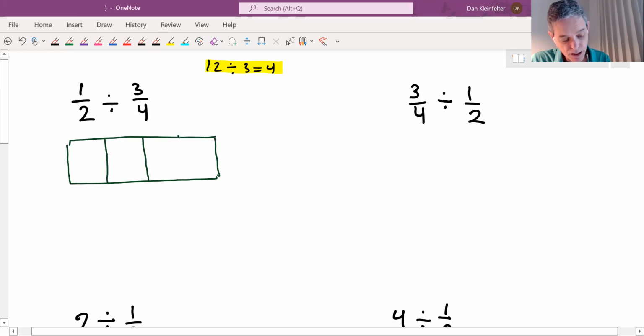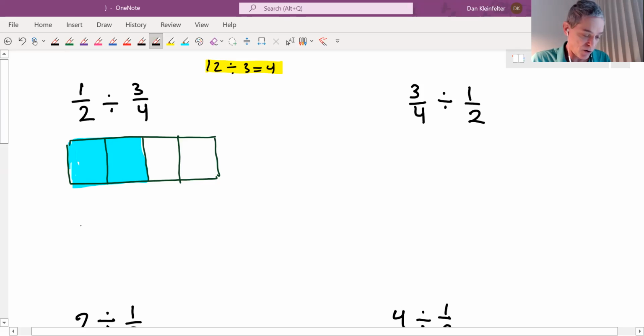And I'm going to put it into quarters because the problem involves halves and quarters. And so let me look at 1/2. How big is a half in here? Okay, so the whole big rectangle was 1. So the part that is coming out shaded now is our half. And so we want to think about how much of a 3/4 is there.